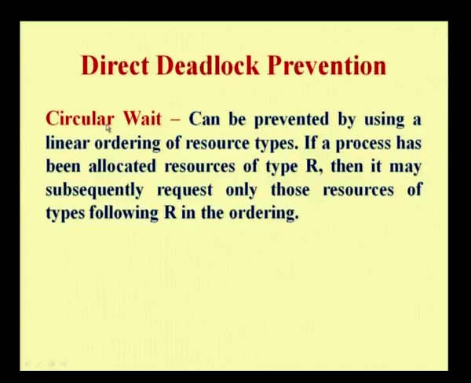The type for direct deadlock prevention is circular wait. As far as circular wait is concerned, again let me read out. Circular wait can be prevented by using a linear ordering of resource types. If a process has been allocated a resource of type R, then it may subsequently request only those resources of types following R in the ordering.